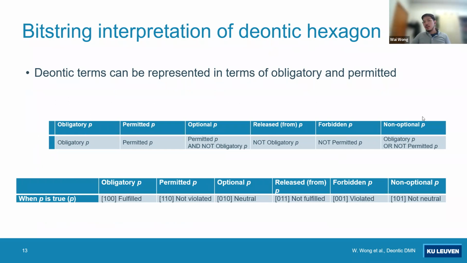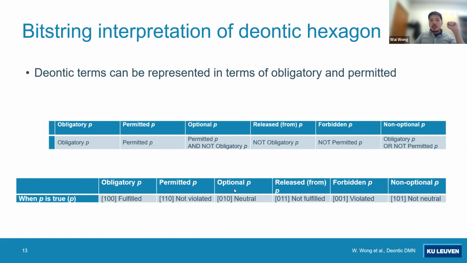I sort of flattened it out a bit. So if you're obligatory, when you do P, you fulfill it; if you're permitted, then it's not violated, and so on. And because we represent it like this, the Deontic terms can actually be represented in terms of obligation and permission. You can check it yourself, but I'm not going to go through it in too much detail now.